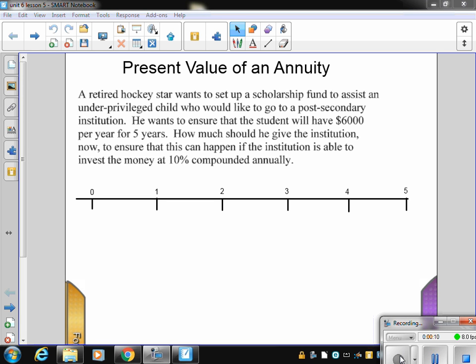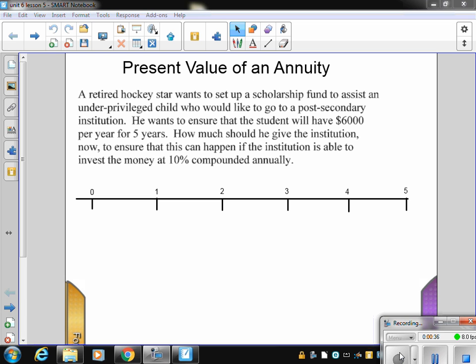So a retired hockey star wants to set up a scholarship fund to assist an underprivileged child who would like to go to a post-secondary institution. He wants to ensure that the child will have $6,000 per year for 5 years. How much should he give the institution now to ensure that this can happen if the institution is able to invest the money at 10% compounded annually?